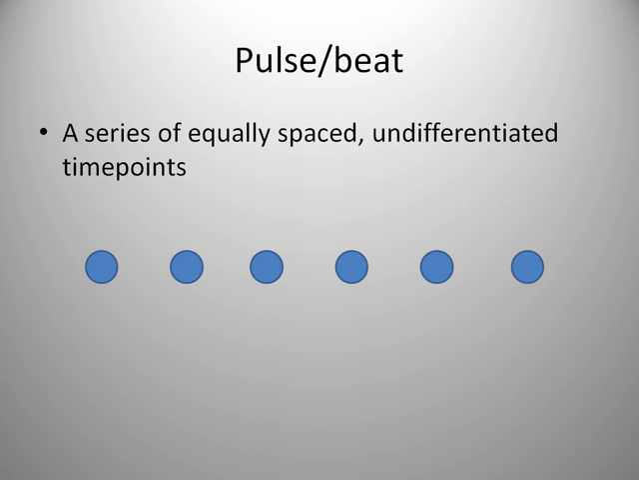Fundamental to any discussion of time in music is the idea of the pulse or beat. The pulse is a series of equally spaced, undifferentiated time points. If you turn on a metronome, what you'll hear is a beat. It's sometimes useful to think of a pulse as a series of dots equally spaced on a page. No one dot is any more or less important than any other dot, and they repeat at regular intervals.